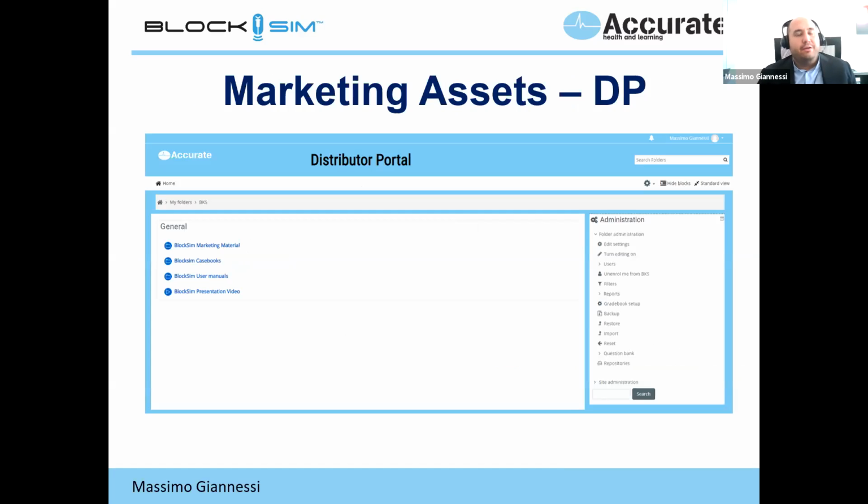Distributor portal, for those who haven't gone on the distributor portal for a long time, we have a dedicated area for each one of our products. And for BlockSim, we have an area with BlockSim marketing material, casebooks, user manual, and the video presentation. So go there if you want to get all the latest files.